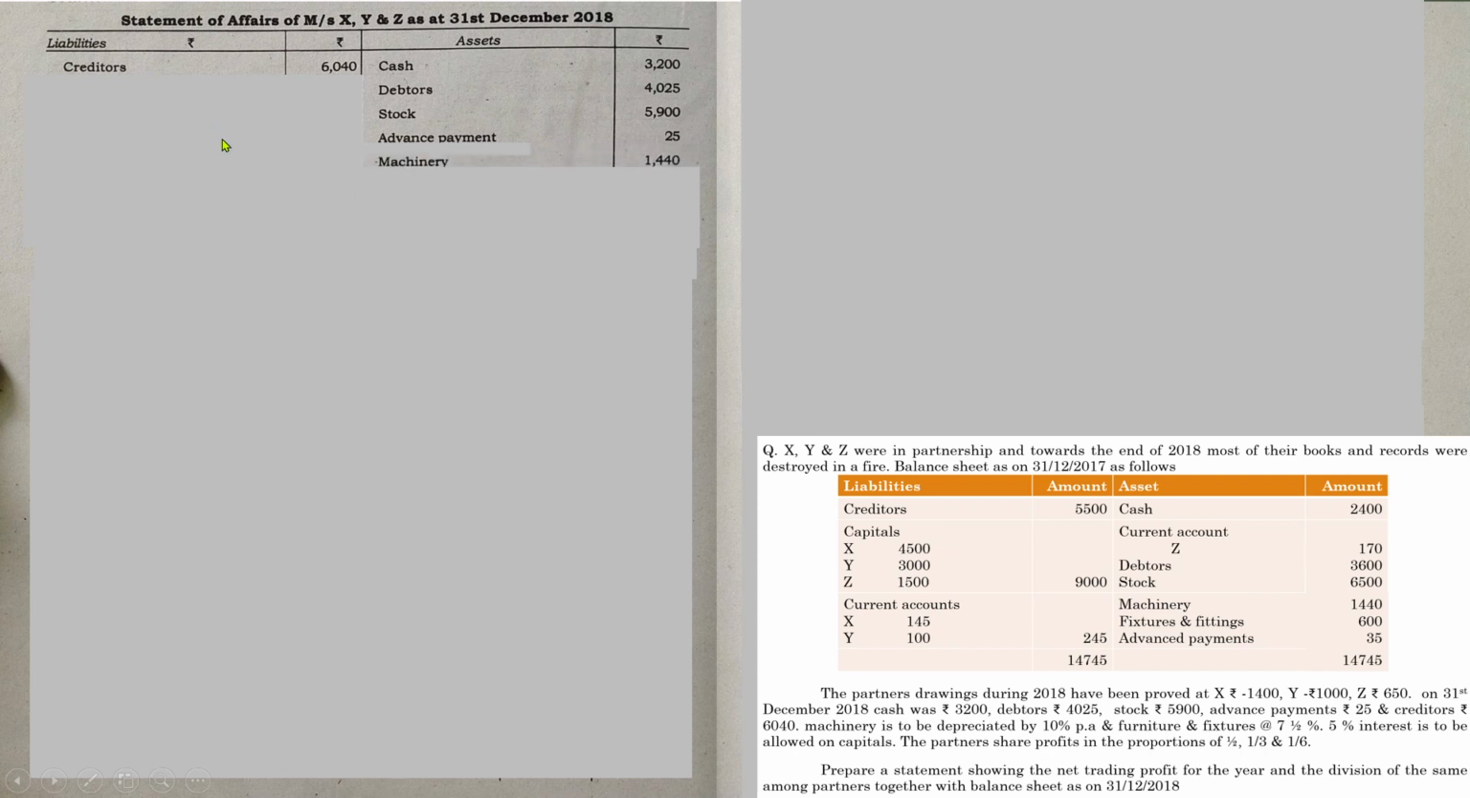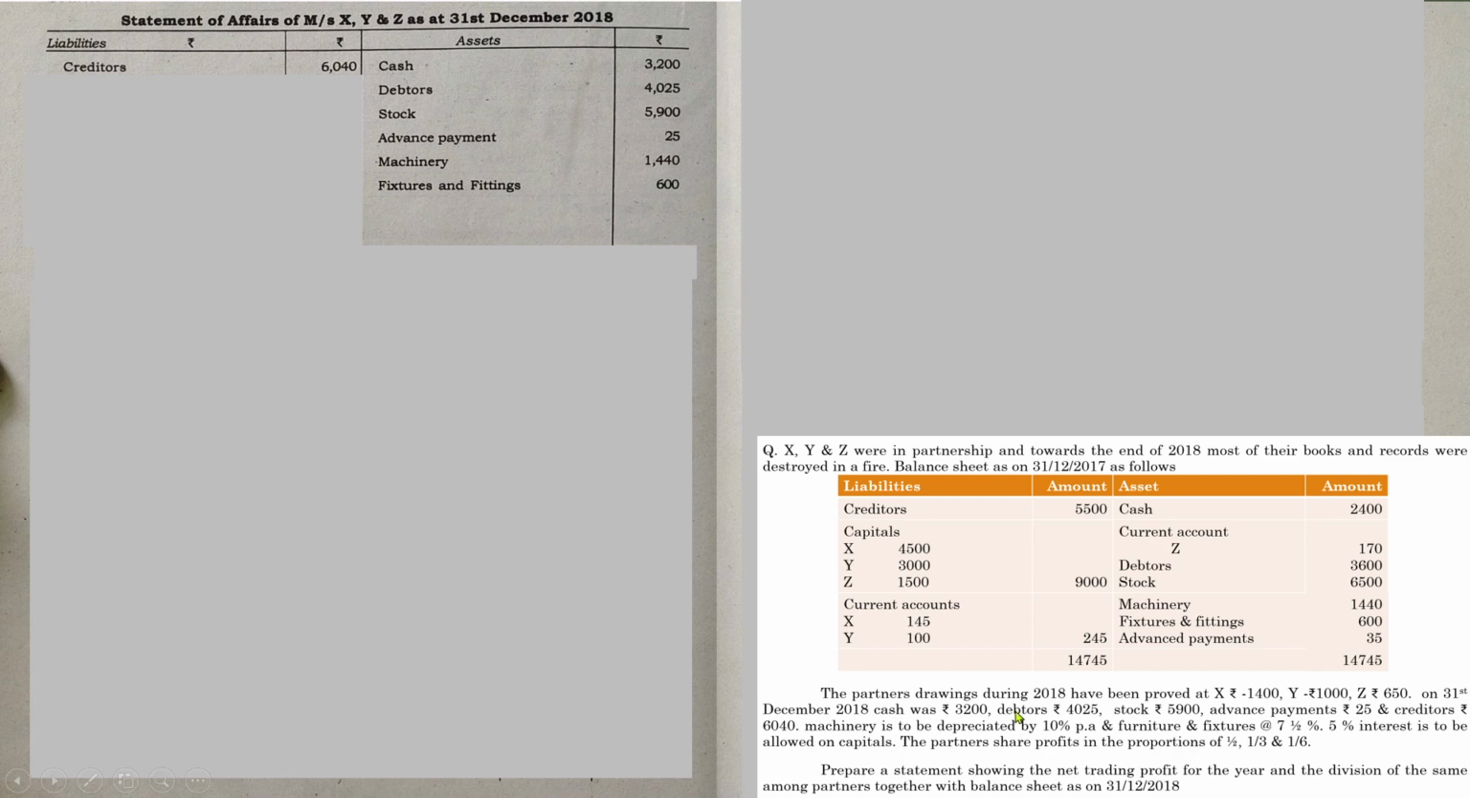Machinery is also there. See, in the details it is mentioned that machinery is to be depreciated at 10% and furniture and fixtures at 7%, but no information regarding amount. So it is assumed that the same will be the value at the end of the period also. So machinery 1440, furniture and fixtures 600. This is another important aspect that has to be considered.